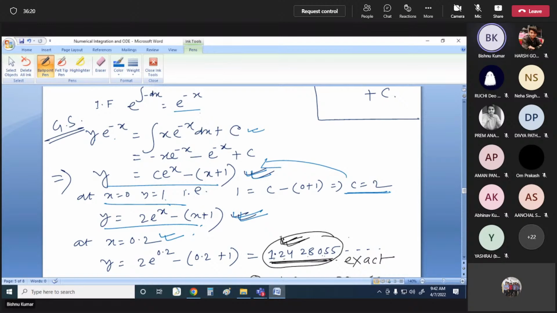But in Euler's method, I got 1.23. Okay, 1.23. That is the exact mathematical procedure, 1.2428055 like that. But in Euler's method, it is coming 1.23. So 1.24 and 1.23 are almost equal. Is it clear?